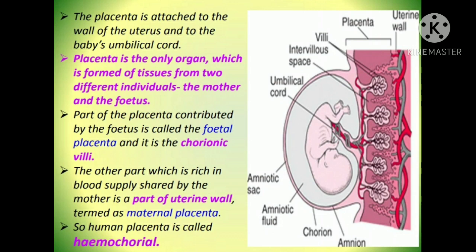The part of the placenta contributed by the fetus is called the fetal placenta, and it is the chorionic villi. The other part, which is rich in blood supply shared by the mother, is a part of the uterine wall, which is termed the maternal placenta. So the human placenta is called what? Hemochorial.